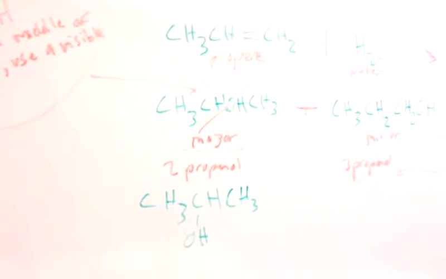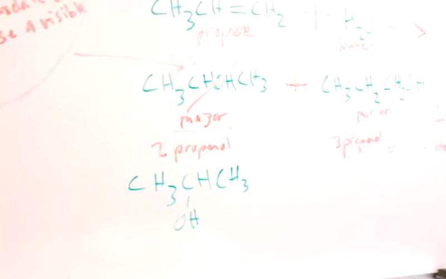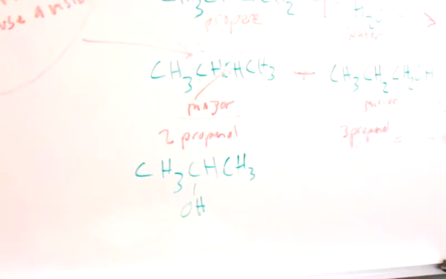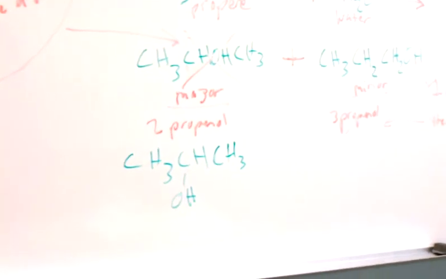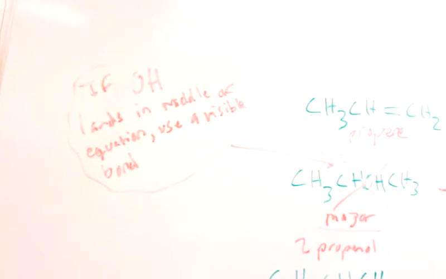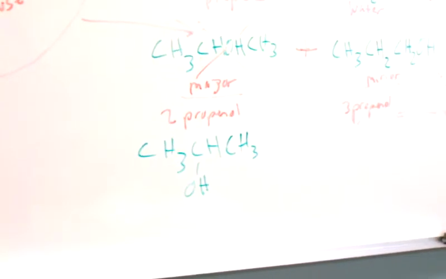Okay, the mistake I made here was I put the OH in the major product in the middle. You see I drew an X through it? When the OH lands in the middle, like in this instance, you're supposed to branch it off. Like I said here, if OH lands in the middle of the equation, use a visible bond. And there it is, right there, CH3. See, there's that visible bond bonding the OH, H, CH3. And the mistake I made here was I called it 3-propanol when it should be called 1-propanol.